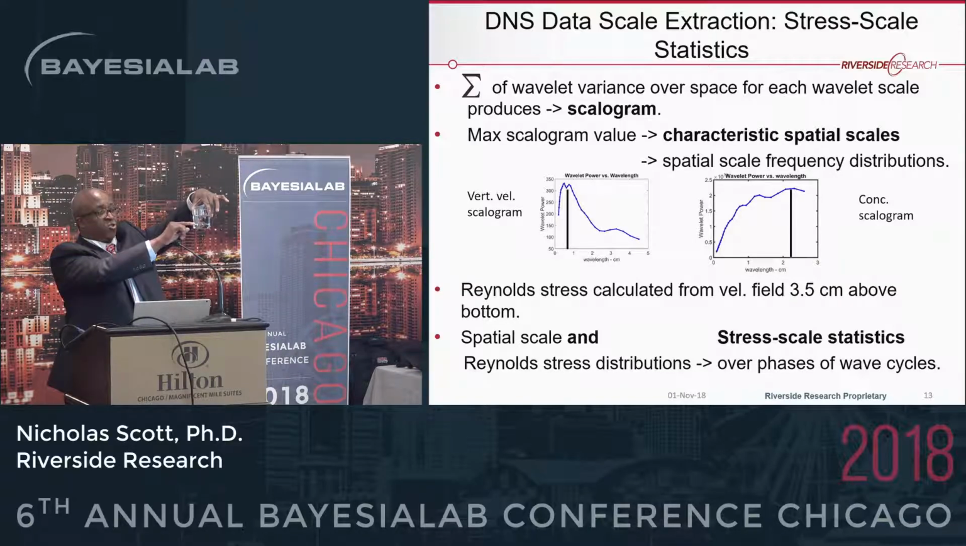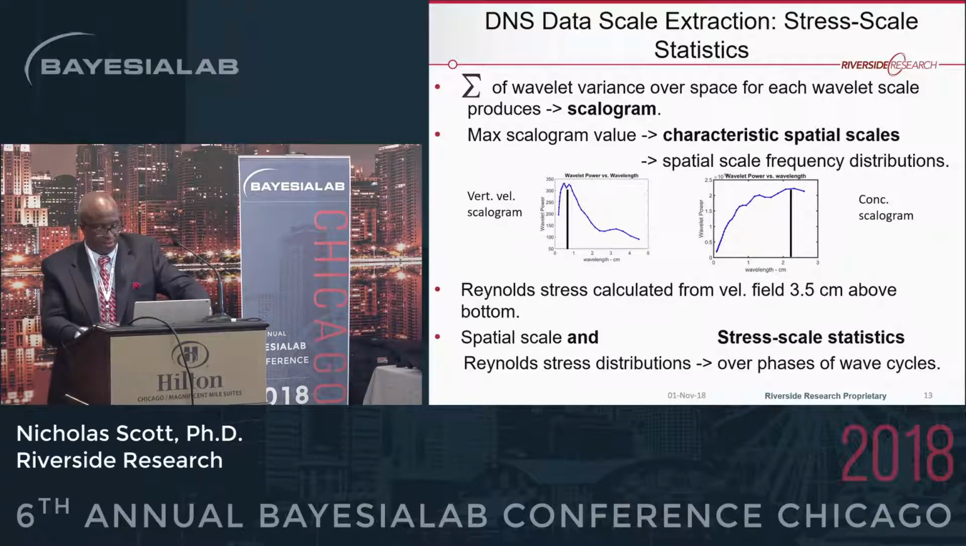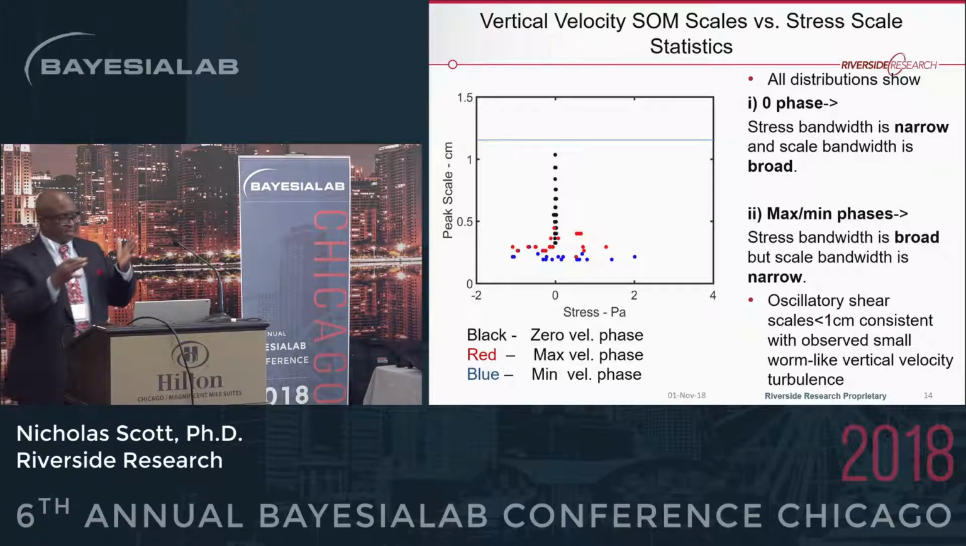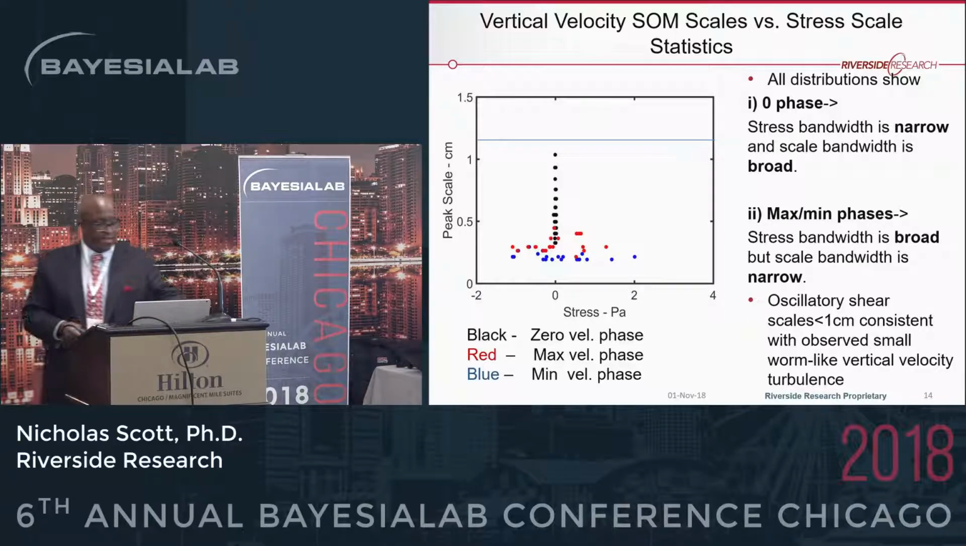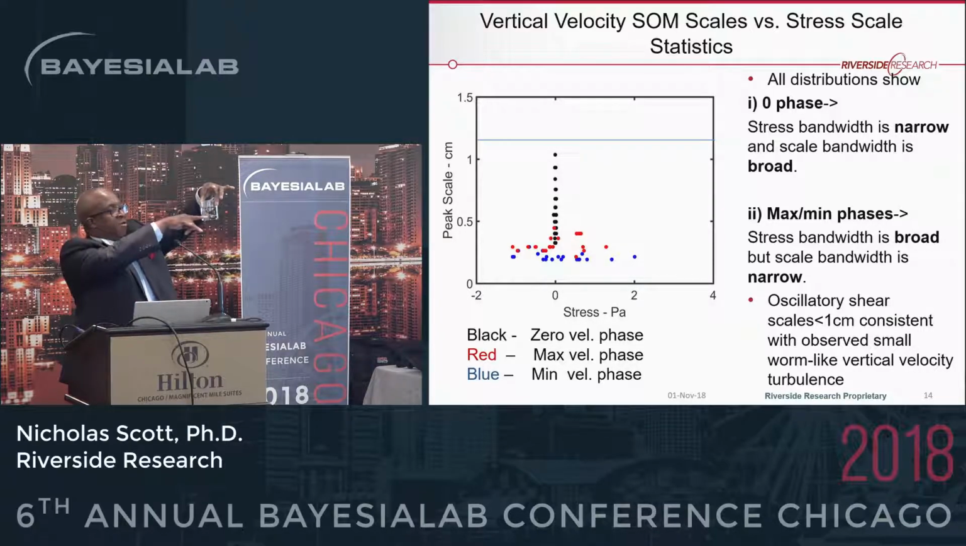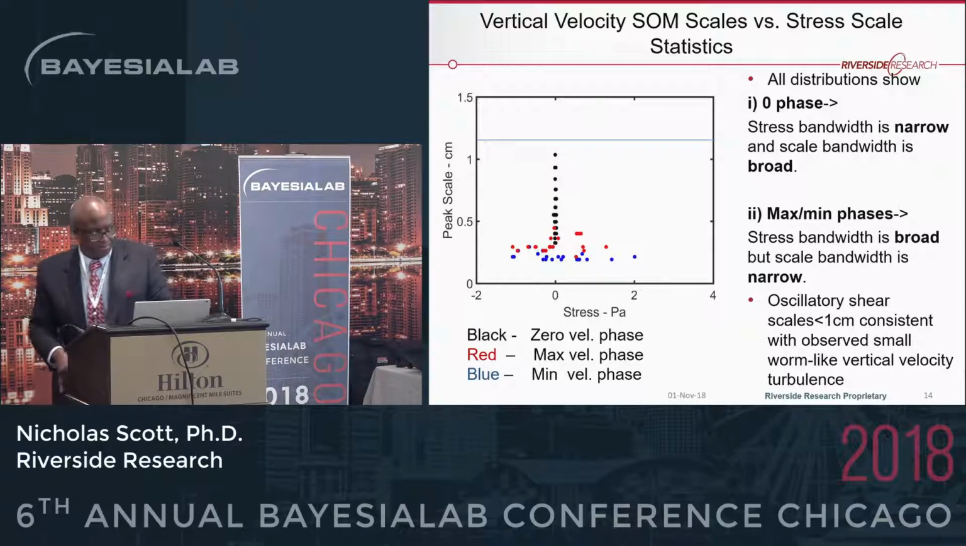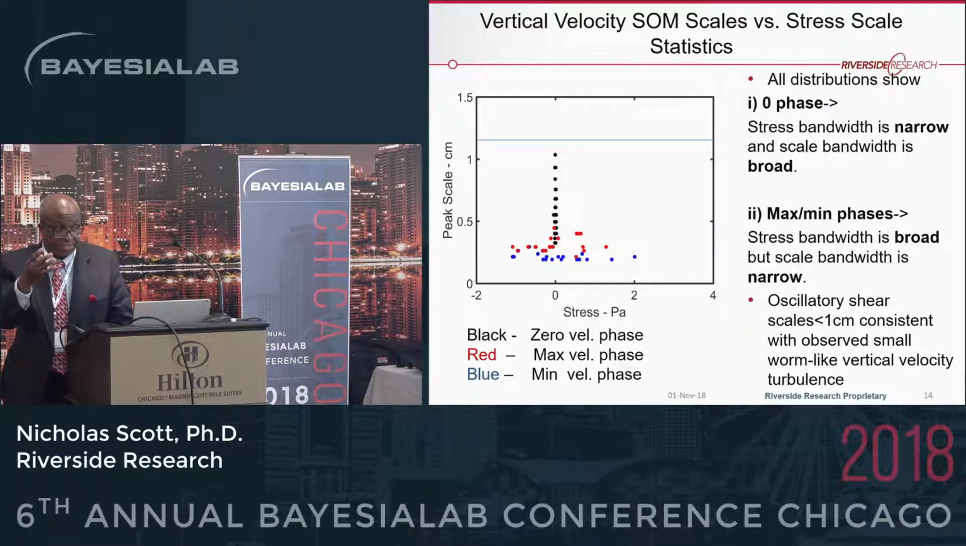We also calculate the stress in the bottom layer. So: pressure, velocity, concentration in the top layer, stress in the bottom. And that's all we need to go to the next step. This is plotting the stress scale distributions, relating how the water behaves below the surface with how it behaves at the top for different phases of the pressure gradient.